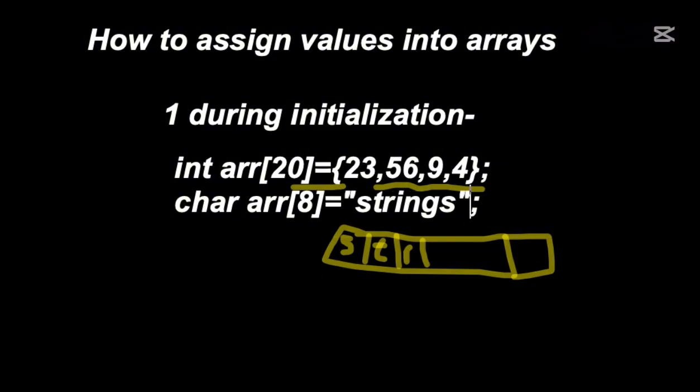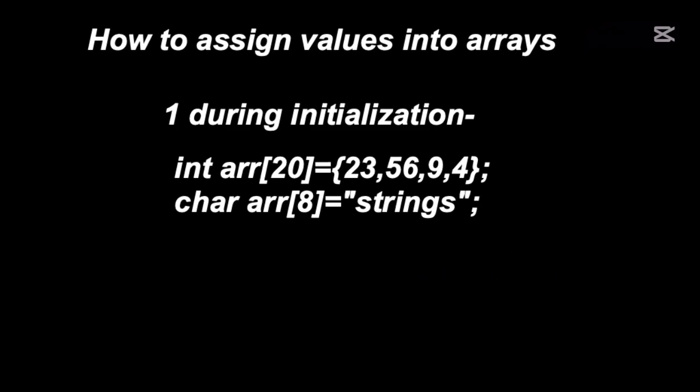Without brackets, this works fine. So if you're dealing with an array and you're trying to assign strings, this is allowed. You can actually assign strings like this during initialization only. If it's not during initialization, you can't do that.